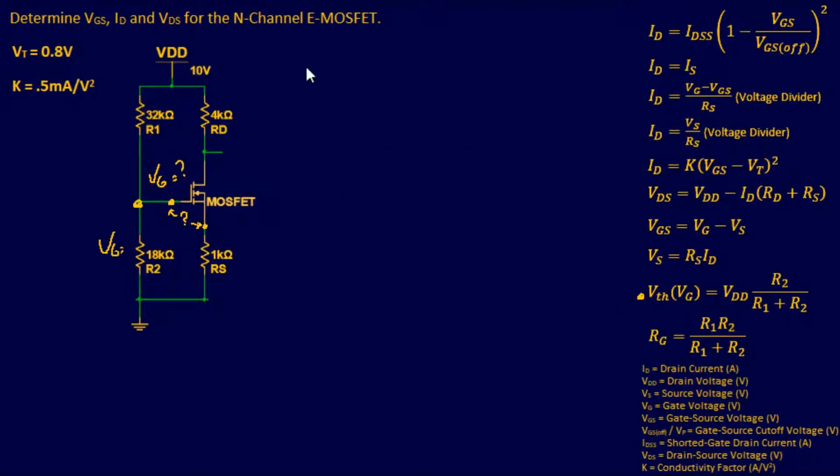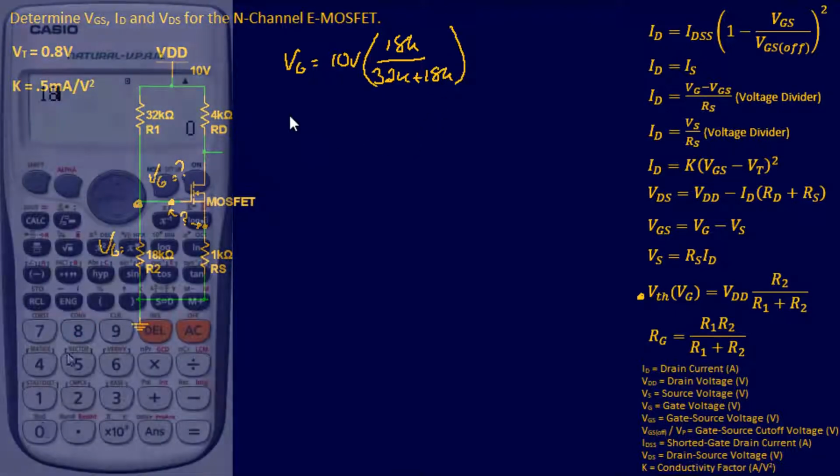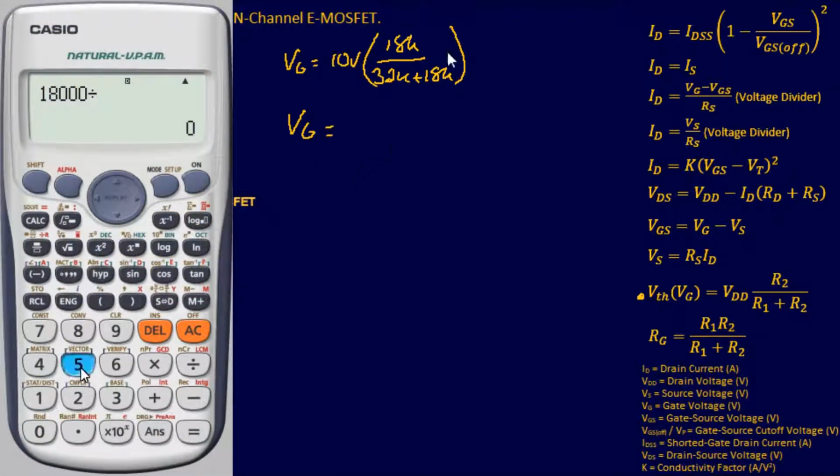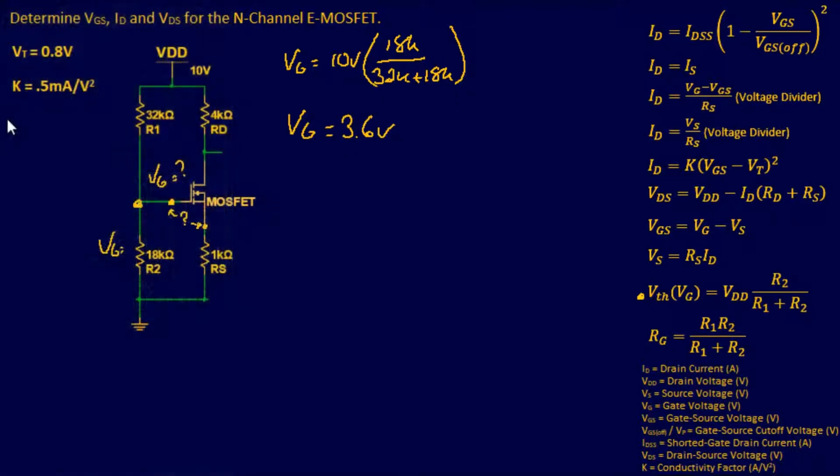So all I have to do is go gate voltage equals 10 volts, your VDD, times R2, which is 18K, over R1 plus R2, so it's going to be 32K plus 18K. And just to save a little bit of time, we'll plug and chug that in our calculator, and that will give us 3.6 volts. So we know our gate voltage is 3.6 volts. This is actually an easy way to start off. Okay, I'm going to clean this up.